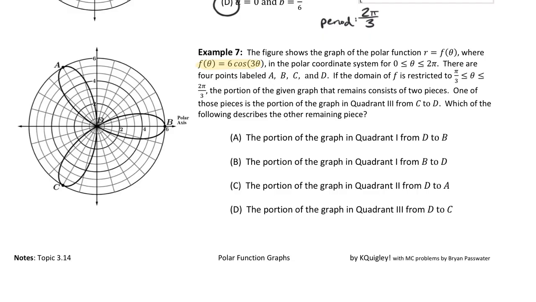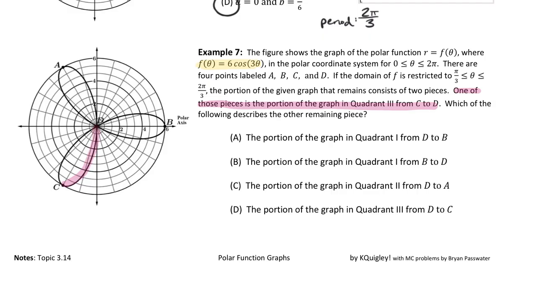There are 4 points labeled A, B, C, and D. And if you can't see them, here's A, here's B, here's C, and then D is in here, in case you missed that one. If the domain of F is restricted to pi over 3 to 2 pi over 3, the portion of the given graph that remains consists of 2 pieces. One of those pieces is the portion of the graph in quadrant 3 from C to D. Okay, whoa, let's just make sure we know where that is. One of those pieces is a portion of the graph in quadrant 3 from C to D. That means I'm talking about this section.